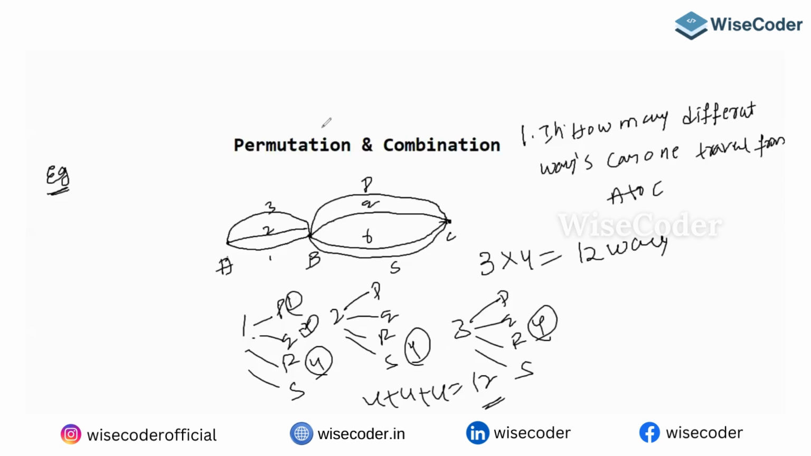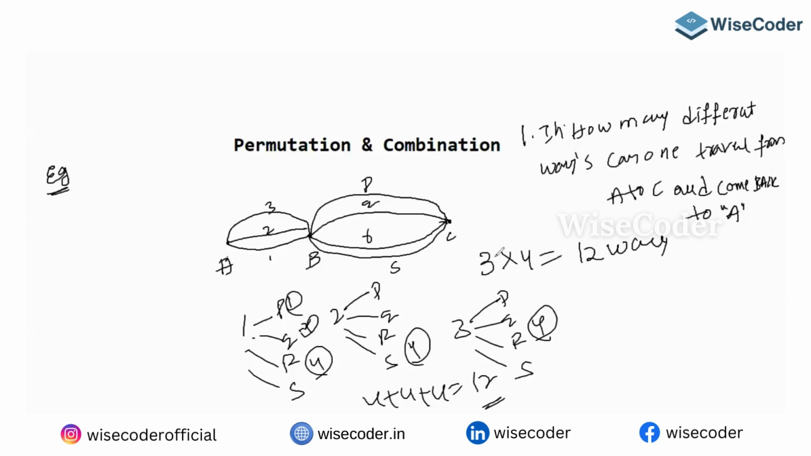Let's talk about question number 2. In how many different ways can we travel from A to C and come back to A?